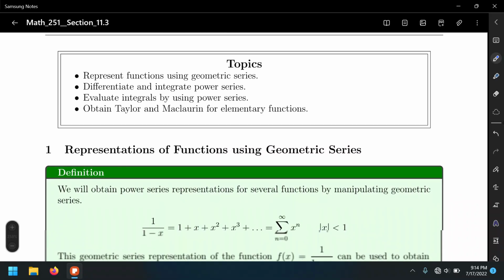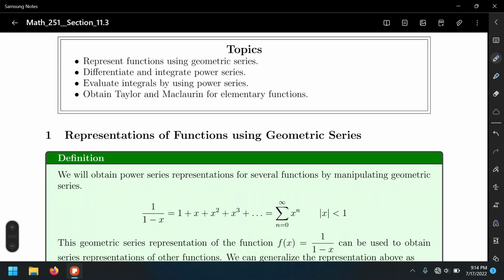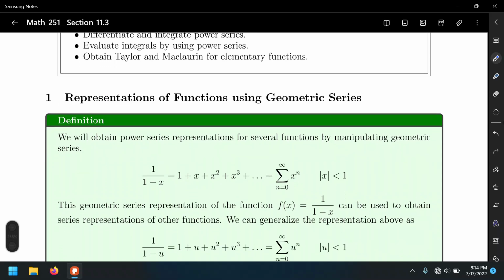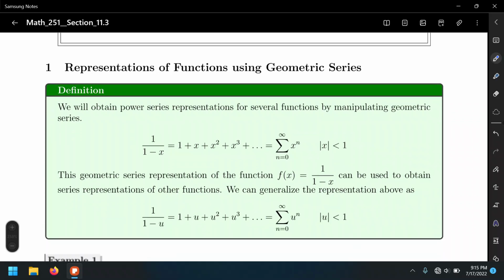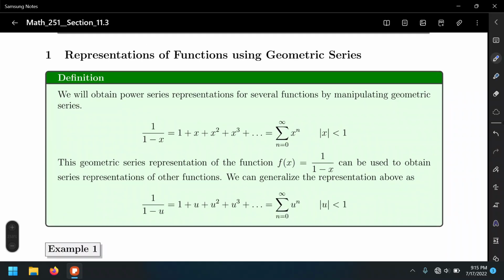Of course, since these series represent functions and give rise to polynomials, we can do calculus with them, such as differentiate and integrate them. And we're going to take advantage of those two operations in order to obtain other power series for other functions. All right, so let's see. In the end, we're going to evaluate integrals, and we're going to obtain Taylor and Maclaurin series for elementary functions. All right, so representations of functions using geometric series.